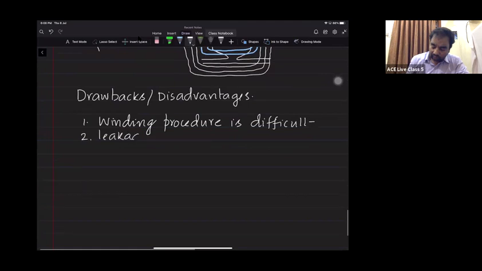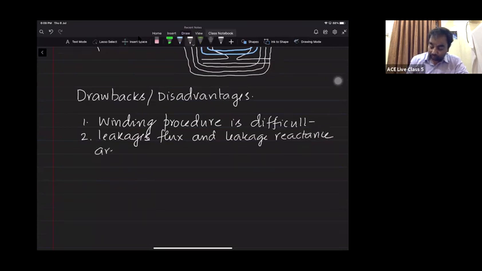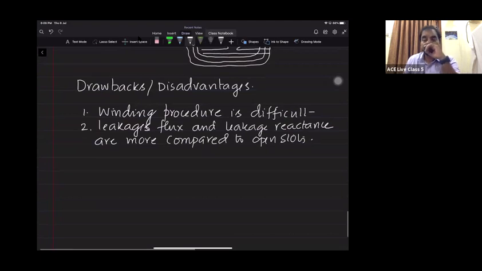Leakage flux and hence leakage reactance are more compared to open slots. Right? These are the drawbacks. Right? Please confirm me this.